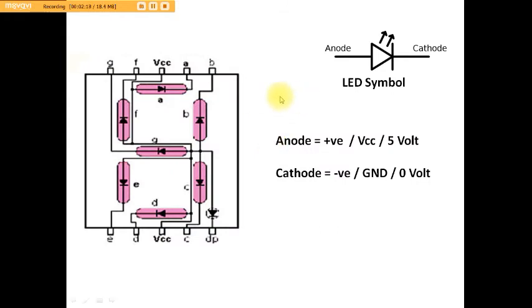Now let me show you the symbol that is used in electronics, at the top of the slide. Here the 7 LEDs are present in this display as shown in pink color. The symbol of an LED in electronics is here with 2 terminals, anode and cathode. Anode is a positive terminal, or you can say VCC, or simply 5 volts, whereas the cathode is a negative terminal where you can touch the ground, and it has 0 volt.